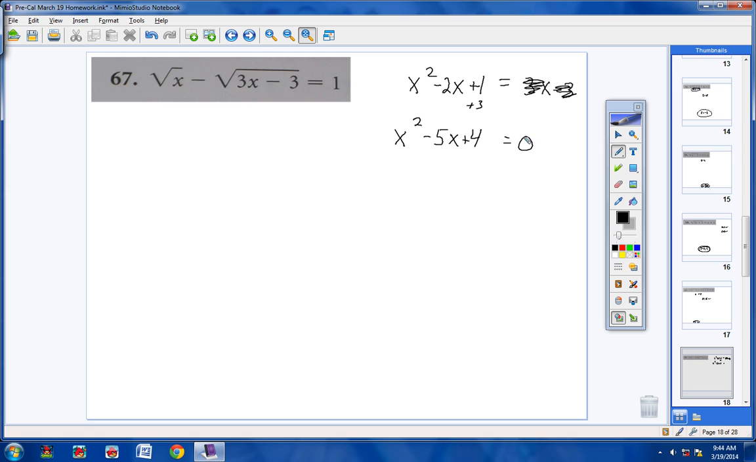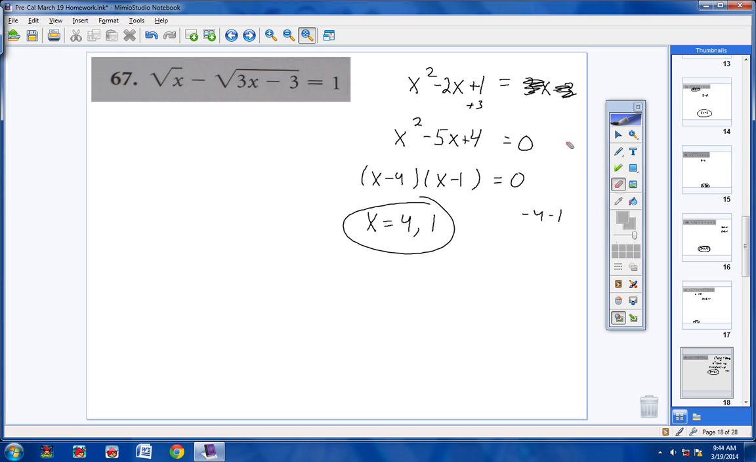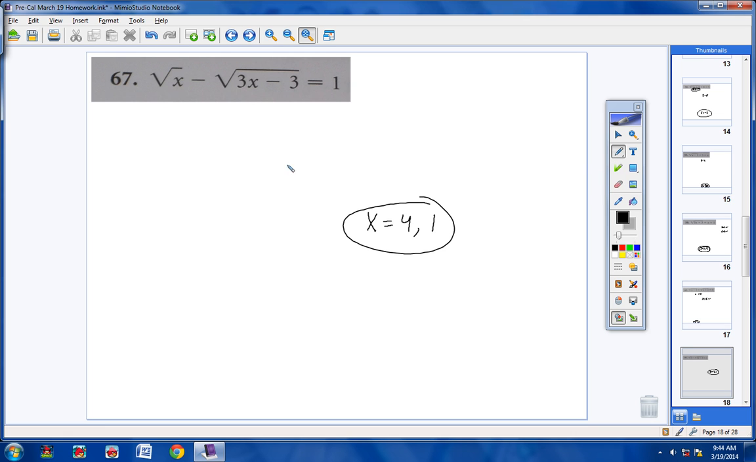Now, I can definitely factor that. What two numbers multiply together give me 4? When added together give me negative 5? Well, a negative 4 times a negative 1 is 4. When you add those, you get a negative 5. So the factorization would be x minus 4, x minus 1, and then when you solve these parentheses, you'll get x equals 4 and x equals 1. So there's my two possible answers. And again, for the third or fourth time, I do apologize for making that mistake.